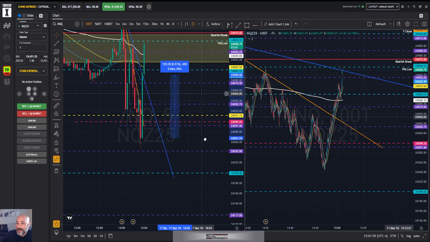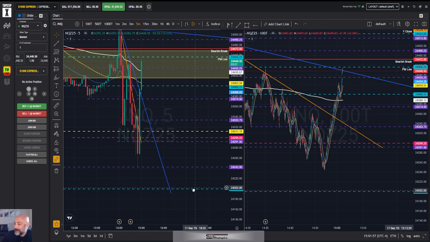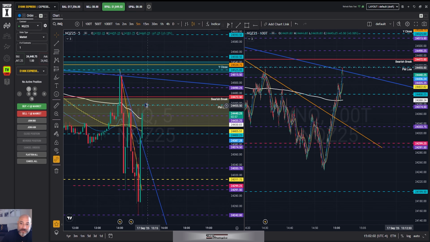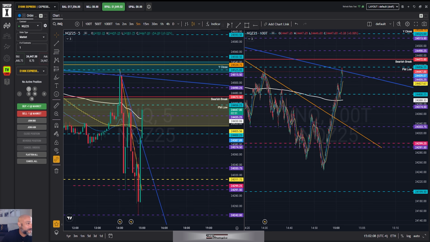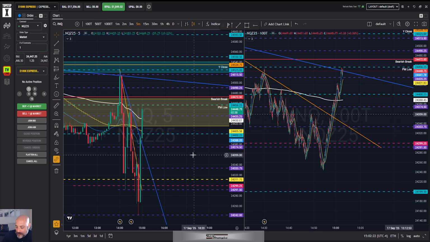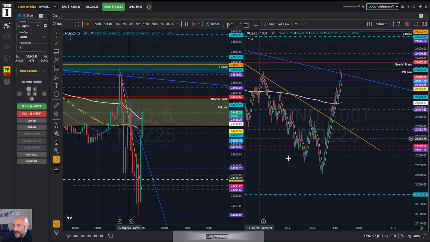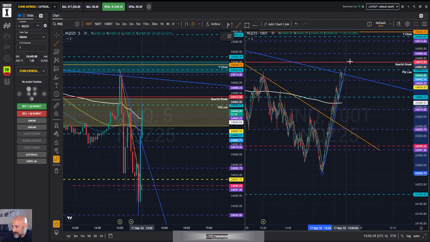Now it's too scared to buy. Ooh, we're in that fair value gap. Now we could reject here, or we could just keep going. ES could get an all-time high today again. Oh man, it's crazy. All right, let's see. Back to where we started from. Look at that buying up right here. Look at this.